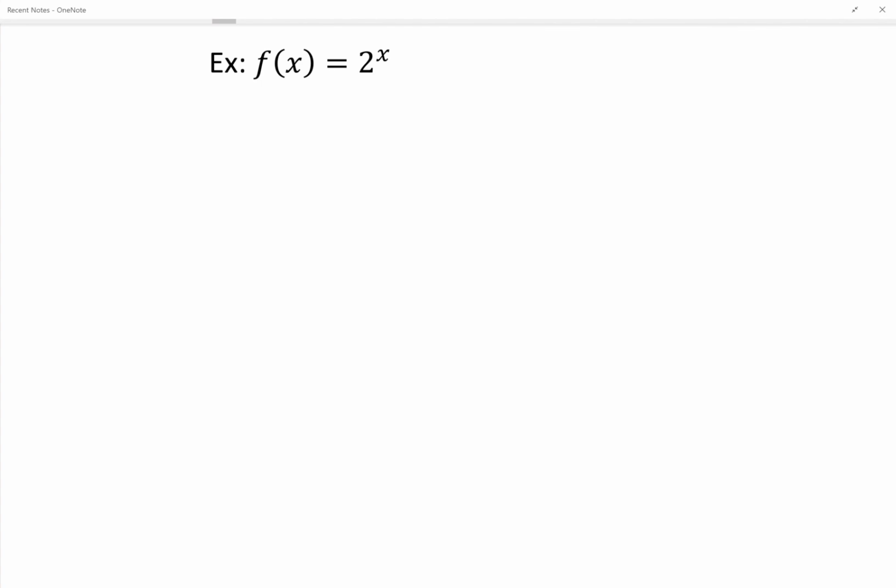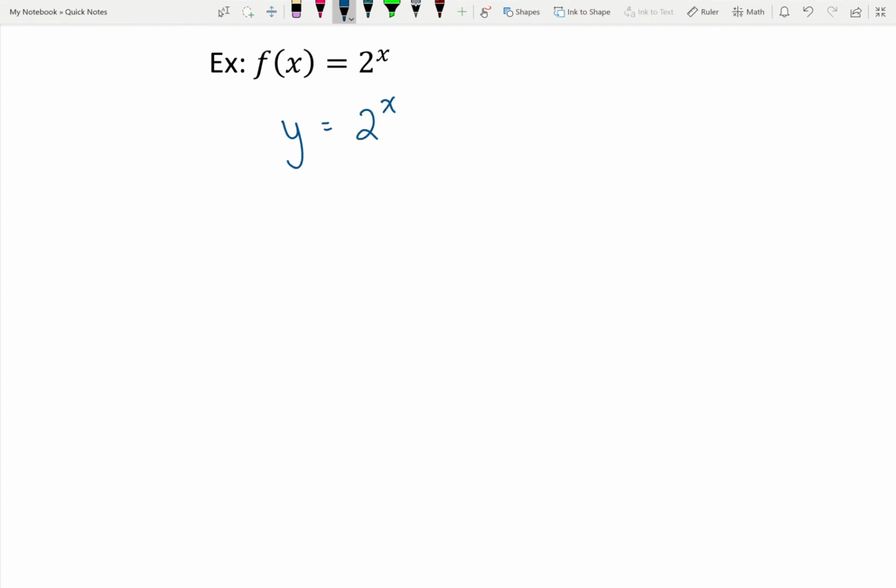All right, so the last one. We have f of x equals 2 to the x. So what do we do again? We say y equals 2 to the x. We change f of x to y, and now what do we do? I can try dividing by 2. Well, that doesn't really help me. I can try multiplying by 2, that doesn't help. Subtracting, adding, none of that really helps.